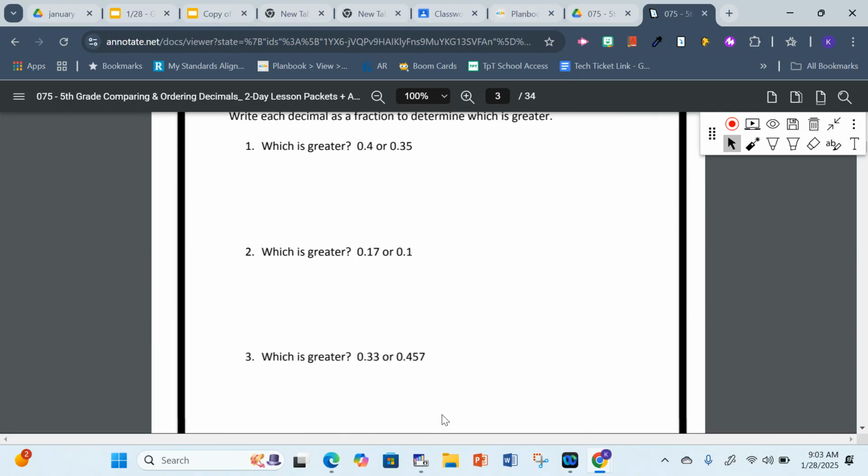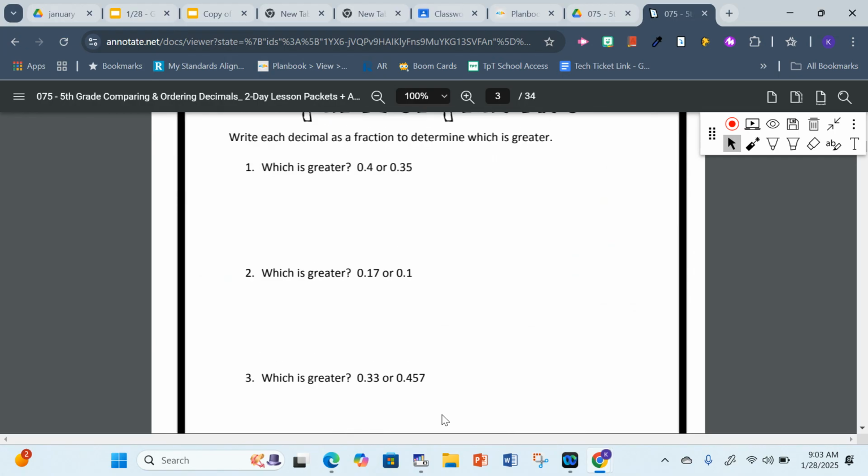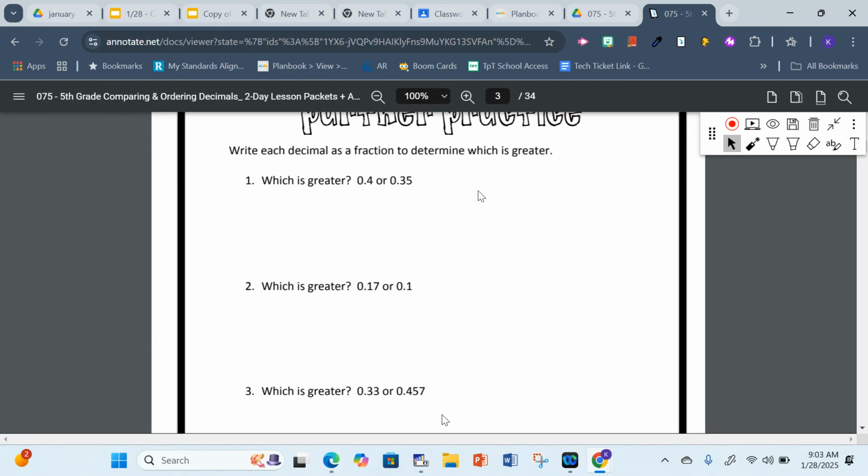You are going to partner practice this for a second, okay? Write each decimal as a fraction to determine which is greater. So you can write it as a fraction or you can stack it. Watch me, I'm going to do this one with you. When I stack it, it helps me write it as a fraction.